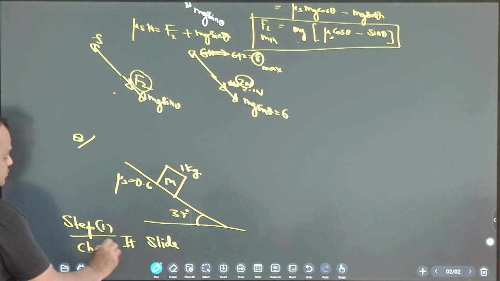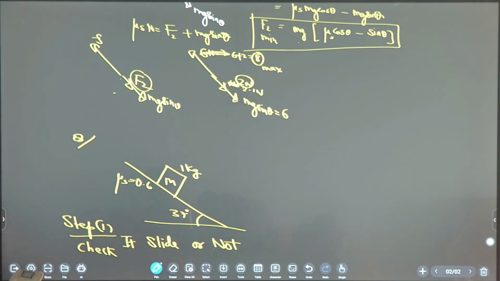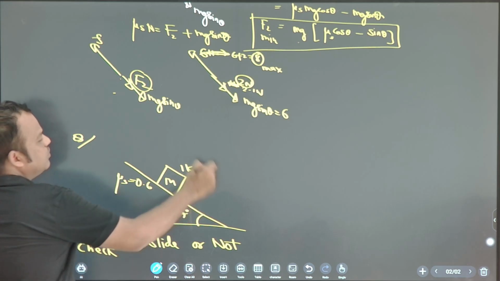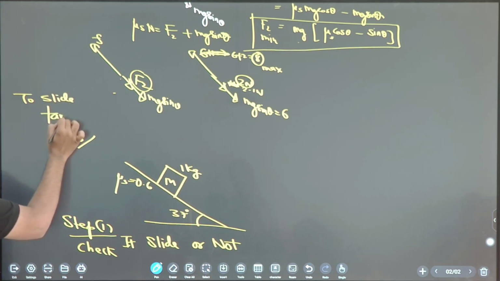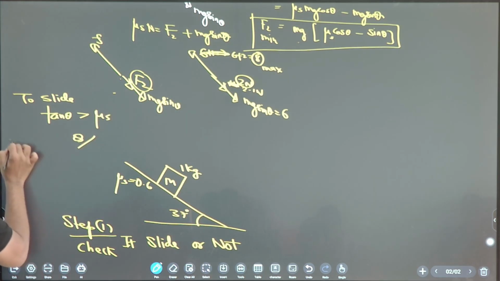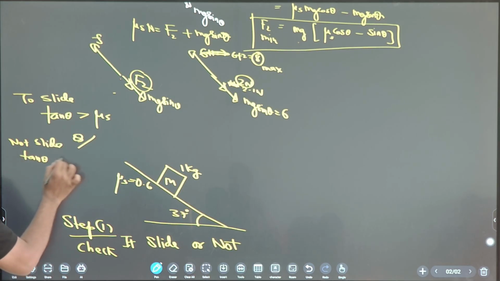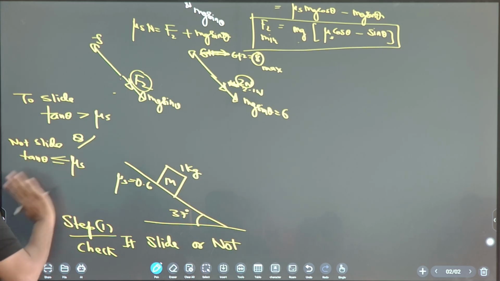You have to check whether it will slide or not. So this is the logic. This type of logic you have to check. What is the condition to slide? Tan theta is greater than mu s. Very good. What is the condition for not slide? Tan theta is less than or equal to mu s. Tan theta equal to mu s also does not slide.